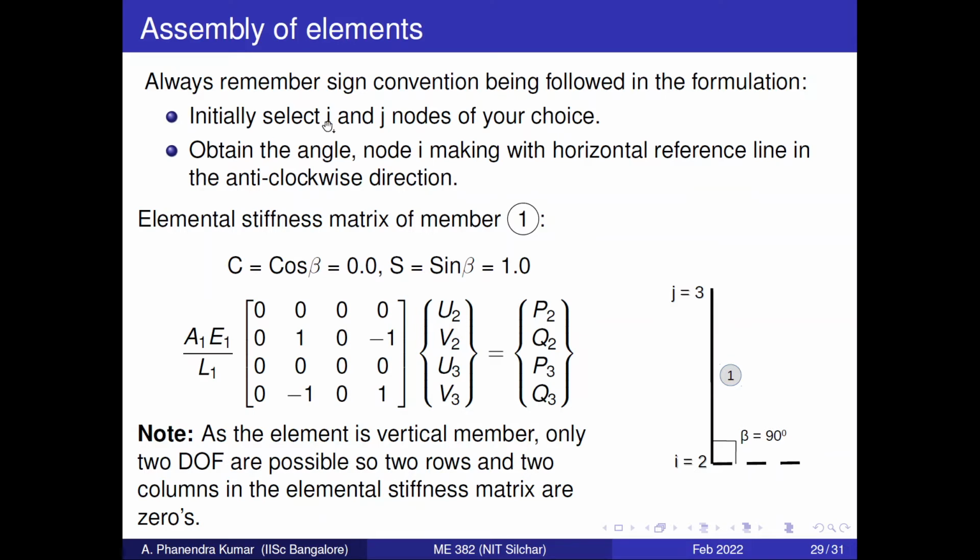When we find the elemental stiffness matrix of member 2, it will be more clear for you, but better you remember these 2 points. Starting with member 1, I have considered this node as i and this node as j. So the horizontal is making an angle beta of 90 degrees. Once you place cos beta and sin beta, you can find the stiffness matrix. This will be the stiffness matrix, and the corresponding degrees of freedom will be U2, V2, U3, V3, and the corresponding forces also. As I mentioned previously, when we have a horizontal or vertical member, we will have only 2 degrees of freedom. That is what these zeros mean in this stiffness matrix. So now we got the elemental stiffness matrix for member 1.